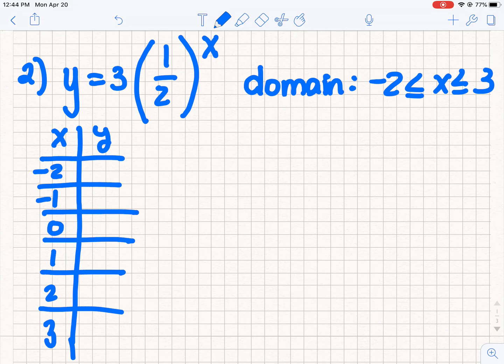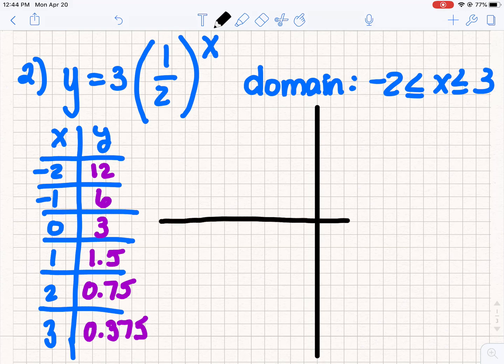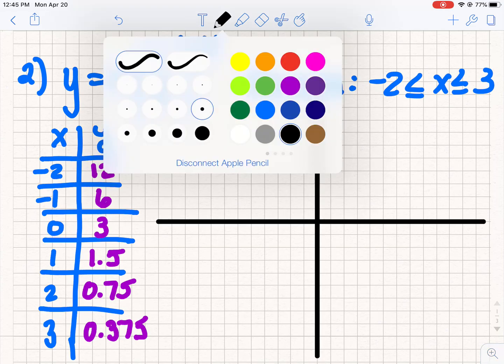When you did that, you should have gotten 12, 6, 3, 1.5, 0.75, and 0.375. If you got that incorrect, you entered it wrong into your calculator. It's not your calculator's fault. You need to go back and look at y equals and see if you plugged it in correctly. If you're still having trouble with it, that's when you contact your teacher and see if we can help you with it. Okay, same thing graphing this one.